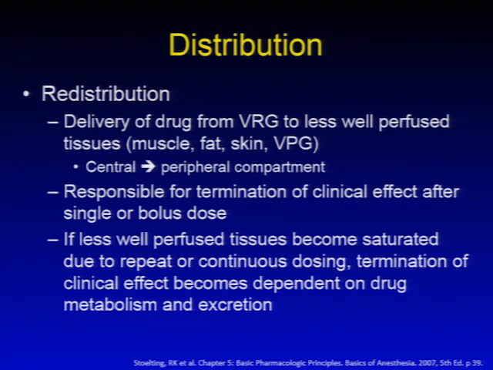For example, we give an induction dose of propofol. Propofol immediately reaches the plasma and very rapidly equilibrates with the brain, which is part of the vessel-rich group. The patient falls asleep. Now, once the levels in the brain become high enough, the drug begins to redistribute back out of the brain and into the muscle and fat and vessel-poor group. It is after this that the patient wakes up. Now, if the less well-perfused tissues become saturated because of repeat dosing or continuous dosing, then the termination of clinical effect will become much more dependent on drug metabolism and excretion rather than redistribution.